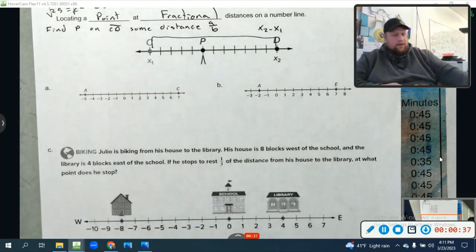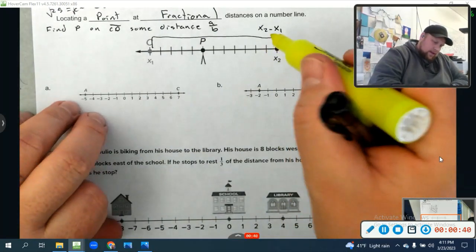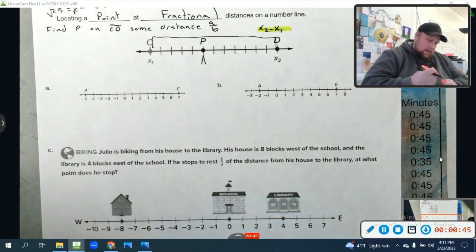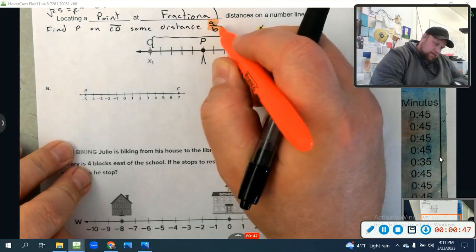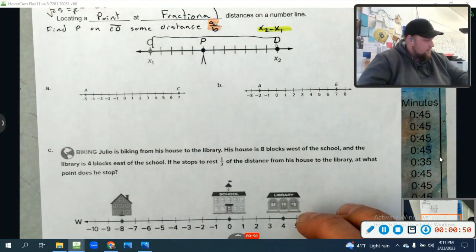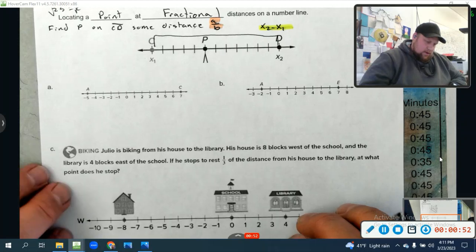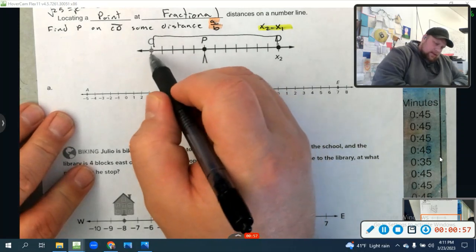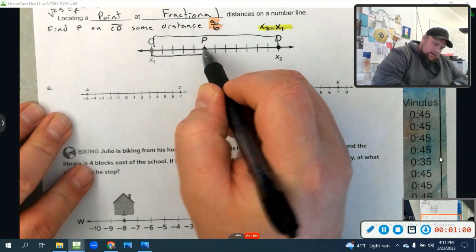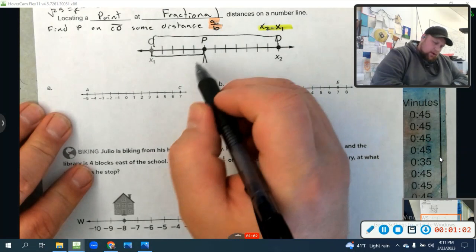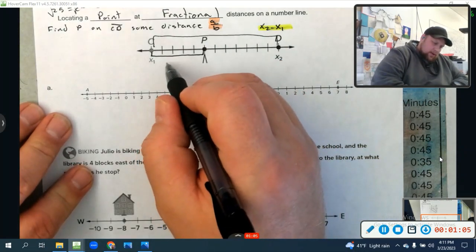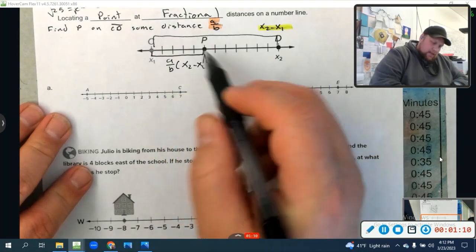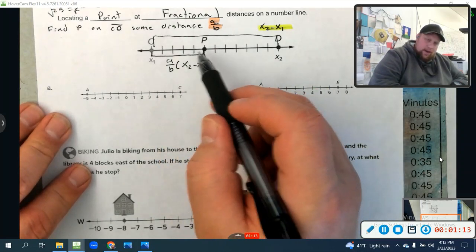So I've got my X2 minus X1, that's my distance. I'm going to have my fractional distance, and we'll start there for now. First things first, if I find the overall distance, this point P is going to be A over B times that X2 minus X1. That's going to get me this overall distance right here.